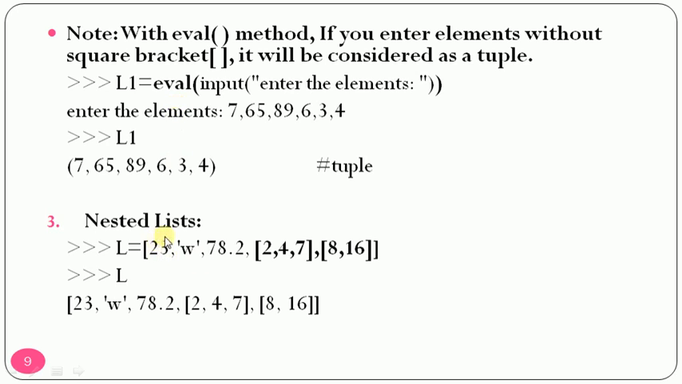Now let's see nested lists. A nested list means a list coming inside a list. Look at this example. L1 equals 23. That's a number. Then a character, then 78.2. That's a decimal number. Then the next element is a list containing 247. And look at the next element, that is also a list containing 8 and 16. So here two lists are coming within this main list. So this is a nested list.